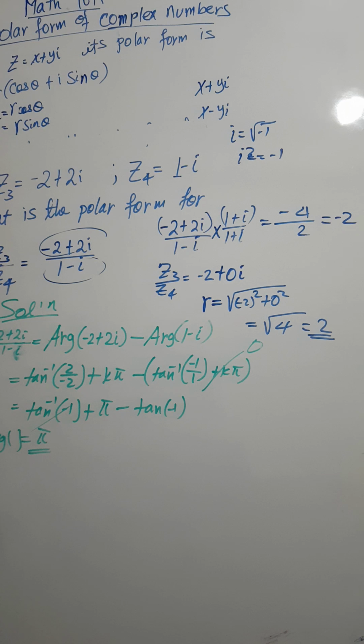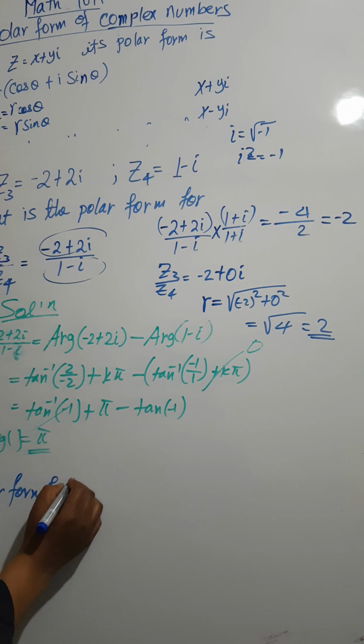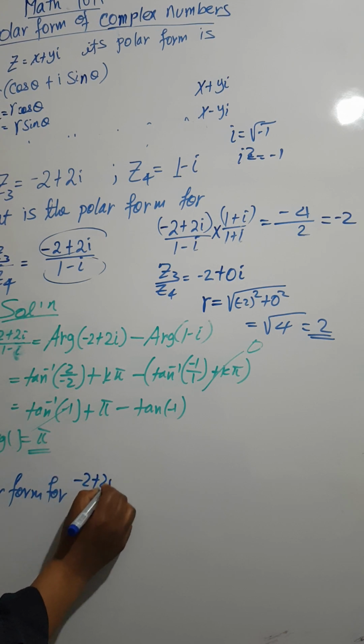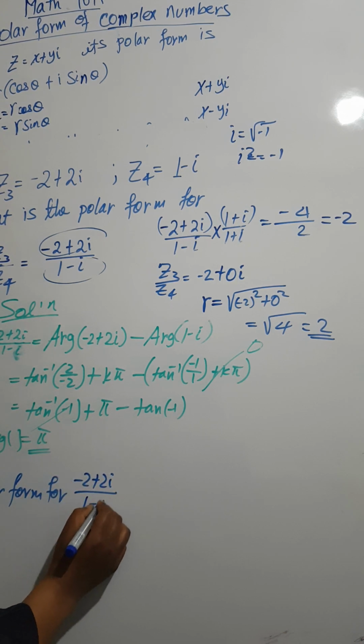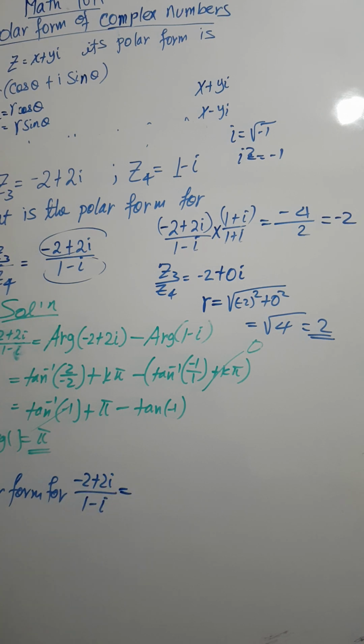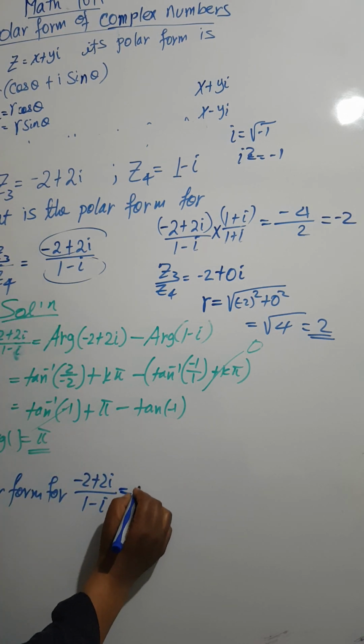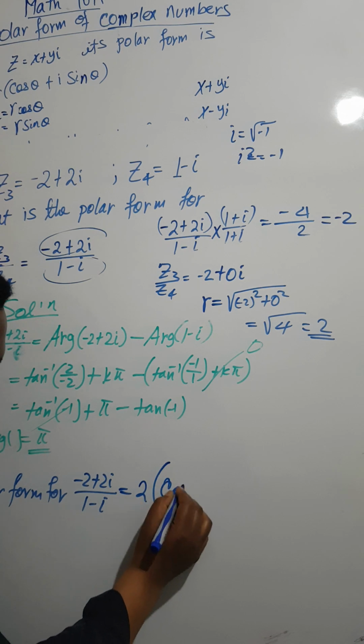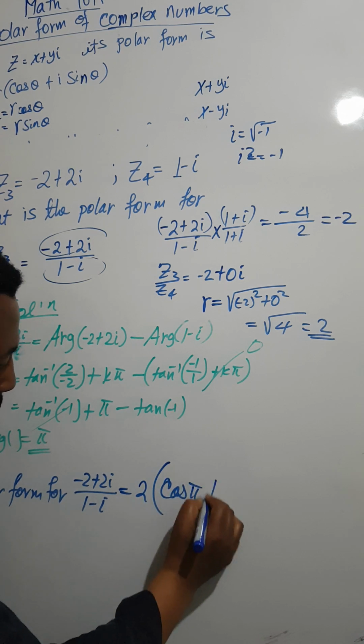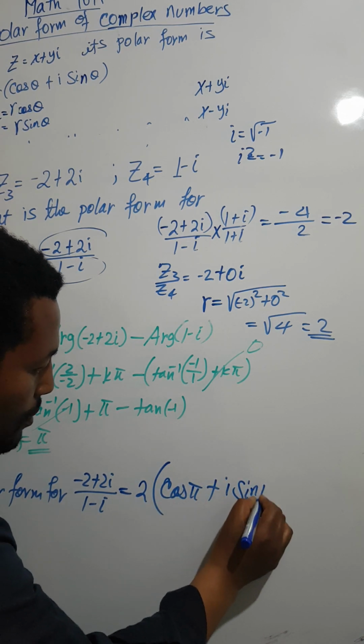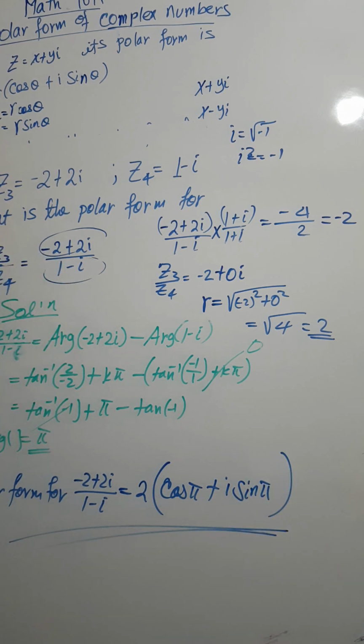So the polar form for negative 2 plus 2i divided by 1 minus i is equal to r times cosine of the argument plus i sine of the argument. Here r is 2, and the argument is pi, so it is 2 times cosine of pi plus i times sine of pi. This is how our polar form is written.